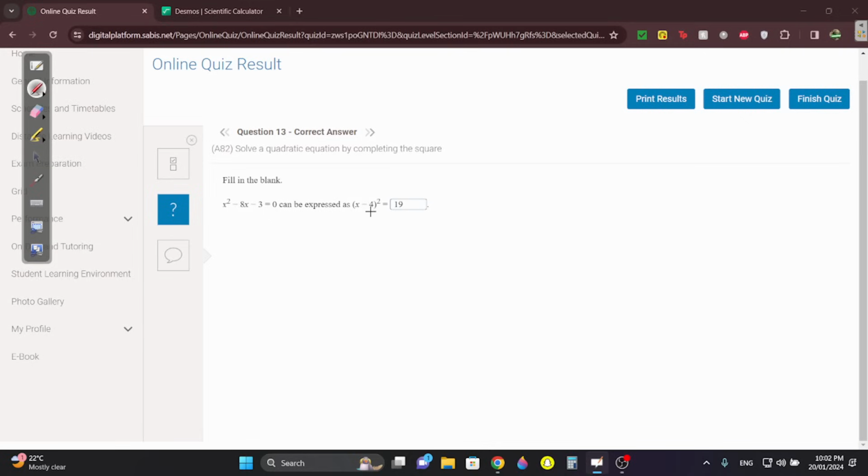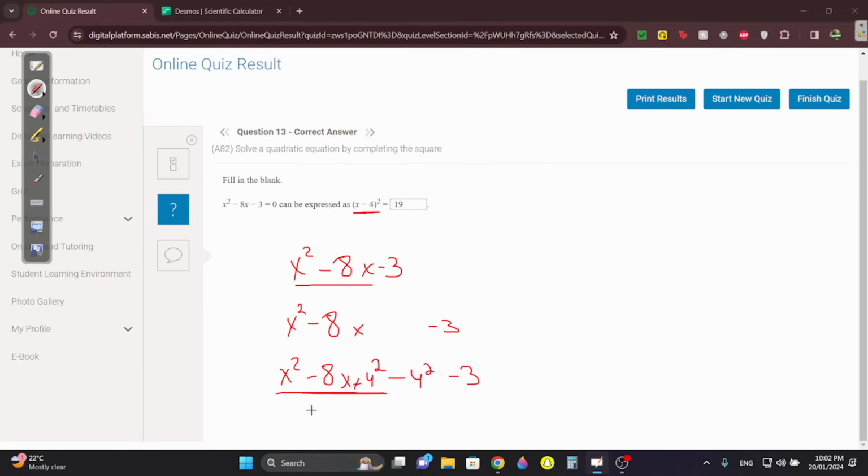Okay, this one, since they write it like this, I tell you complete the square. So x squared minus 8x minus 3. How do you complete the square? You isolate a and b, and then divide by 2 and square. So x squared minus 8x plus 8 divided by 2 is 4 squared, minus 4 squared, minus 3.